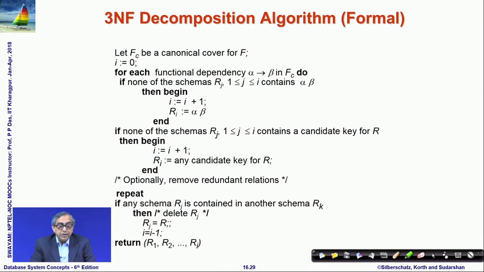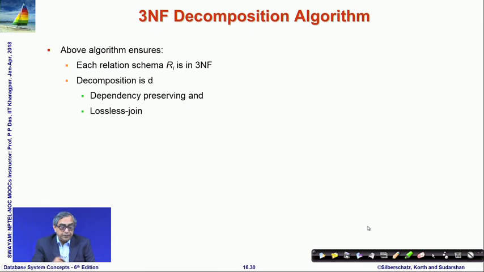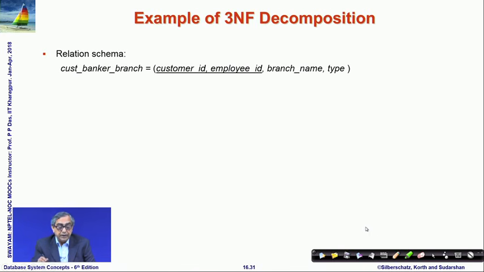If you are interested in the rigor of how 3NF decomposition happens, here is the algorithm, but I will not go through these steps. That ensures that each relation Ri that I have decomposed and generated is actually in third normal form, and this decomposition is dependency preserving and lossless join. We are not proving that, but we are just using that result.